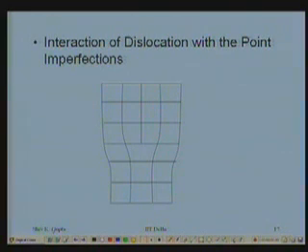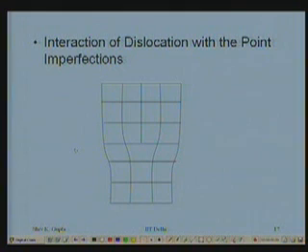Now we would like to look at the interaction of the dislocations with the point defects. So far we have talked about the point defects other than the dislocations; let's see how they interact. I have just taken an example of an edge dislocation. In the edge dislocation, the bonds are shorter, and compressive strains are there. Here the bonds are longer, and the tensile strains are there. So the point imperfections can be, let's say, an interstitial solute or interstitial atom.